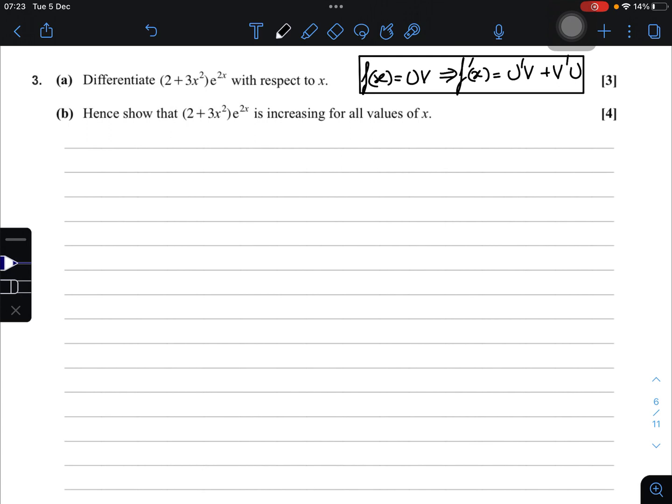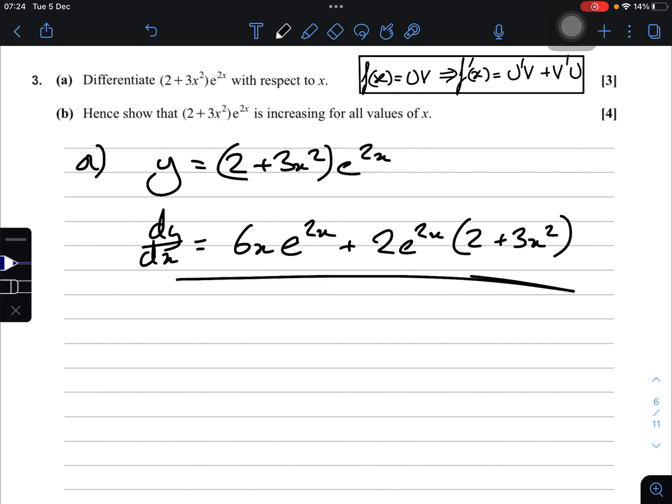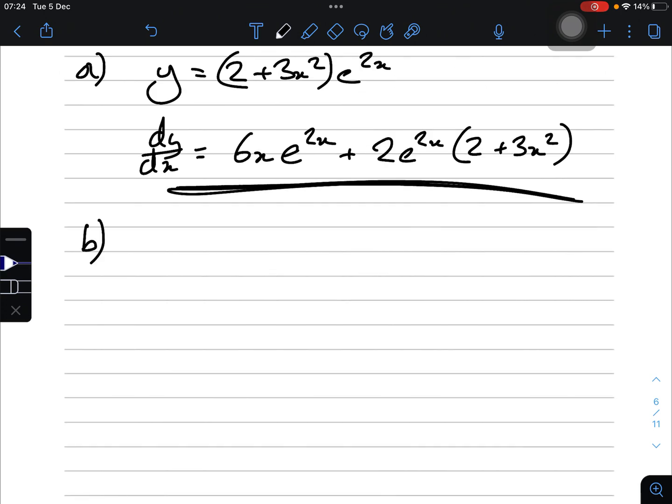Okay, question 3. So question 3, let's label this as y. We've got 2 plus 3x squared, e to the 2x, pretty standard. Our differential dy by dx is going to be u dashed, which is this first part differentiated, 6x, times v, e to the 2x, stays the same, plus v dashed, well, v dashed is our 2e to the 2x, times u, which is 2 plus 3x squared. Doesn't say simplify it, doesn't say any of that, leave it like that, absolutely fine. Part A done, 3 marks, fairly generous, easy peasy.